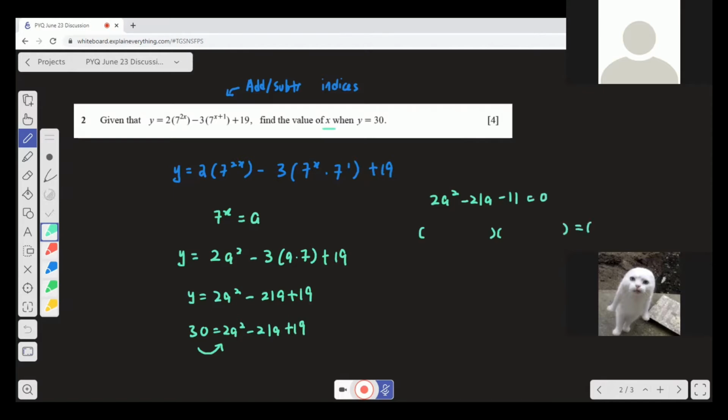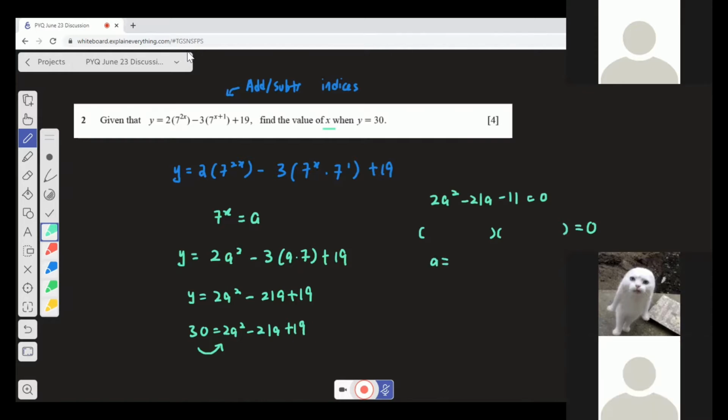So probably, Sean, are you there? Yes, I am. Can you please tell me what's the answer for this a? The answers for a will be 11 and negative half. 11 and negative half. You use the calculator, right? Yes. Okay, so this is the case after you factorize. This is the final answer.